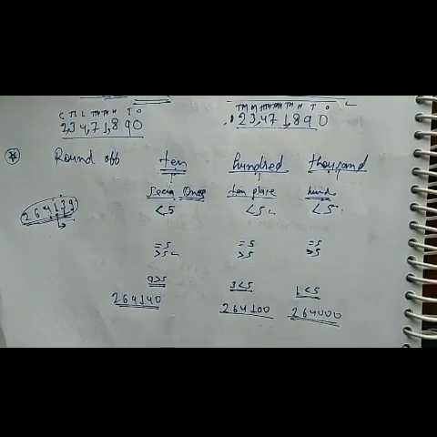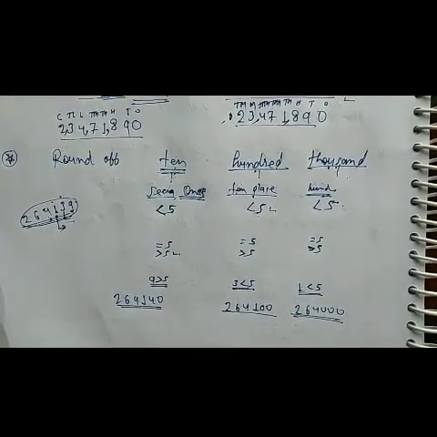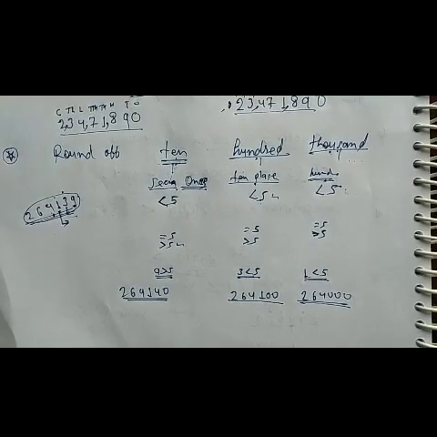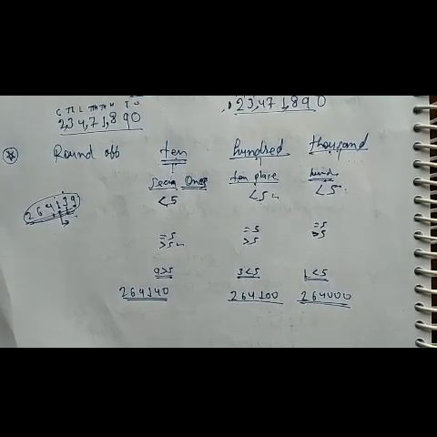So this is how to round off the numbers. We will do it by the process that is given.